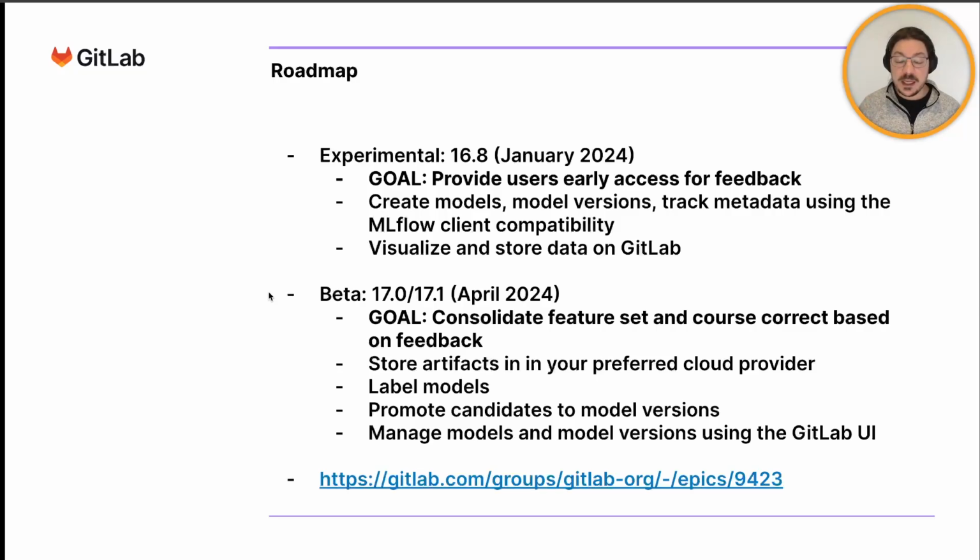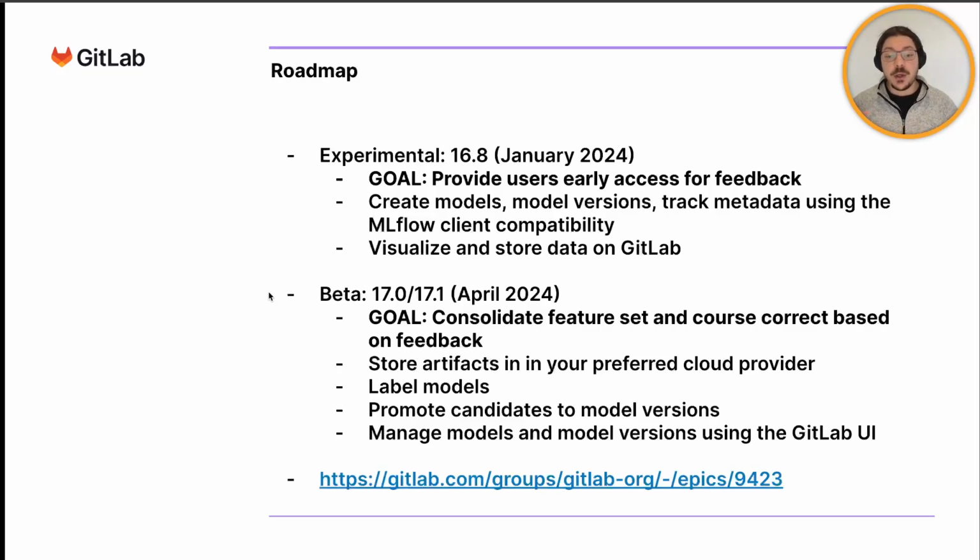So, things we plan on adding for the beta: storing artifacts in your preferred cloud provider. Right now everything needs to be stored on GitLab servers, but since machine learning models are quite large, and you might have optimizations for that, we want to allow users to store these packages somewhere else. Model labeling, so allowing labels on models so you can control what's in production and what is not.